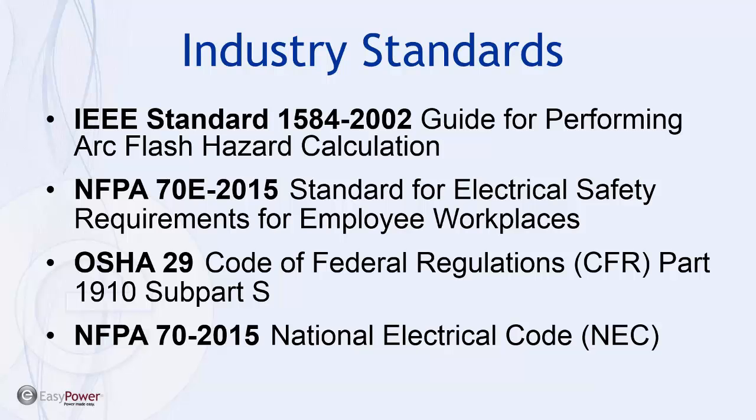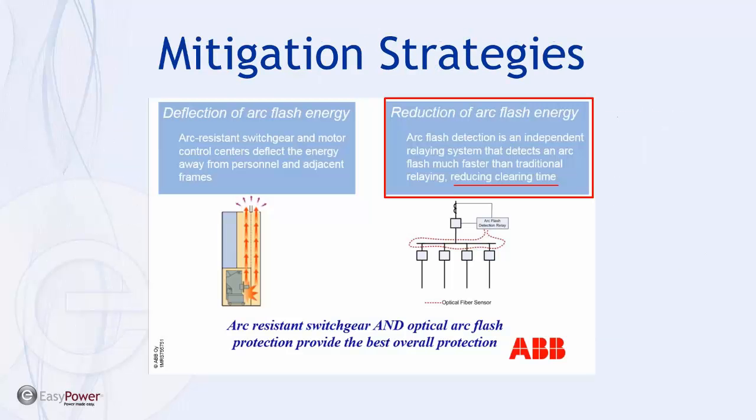Then here's some industry standards. Most people that work with this are familiar with what they are. The IEEE standard 1584 is for calculating the incident energy. The other standards are the procedures in place for safe operating procedures. The mitigation strategy that we'll deal with is reducing the clearing time through our high-speed tripping devices.